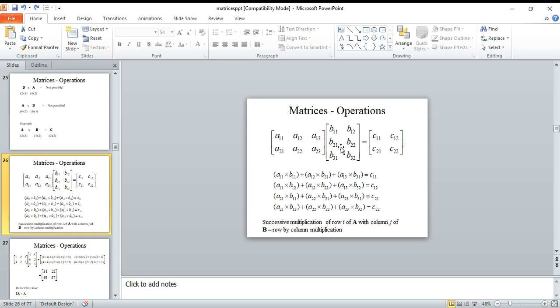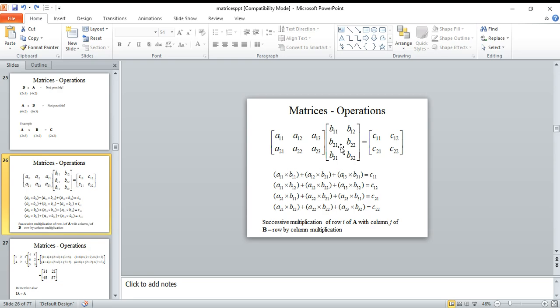Multiplication process. Multiply the first row of the first matrix with the first column of the second matrix. The first row elements are a11, a12, a13, and the second matrix's first column is b11, b21, b31.